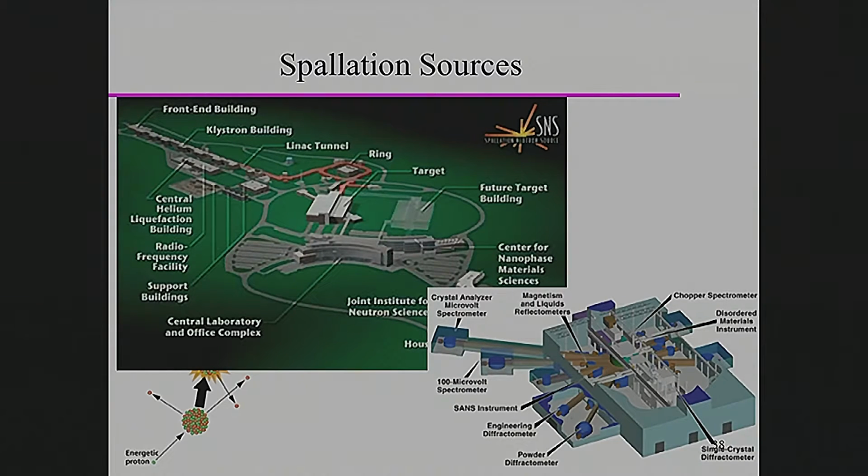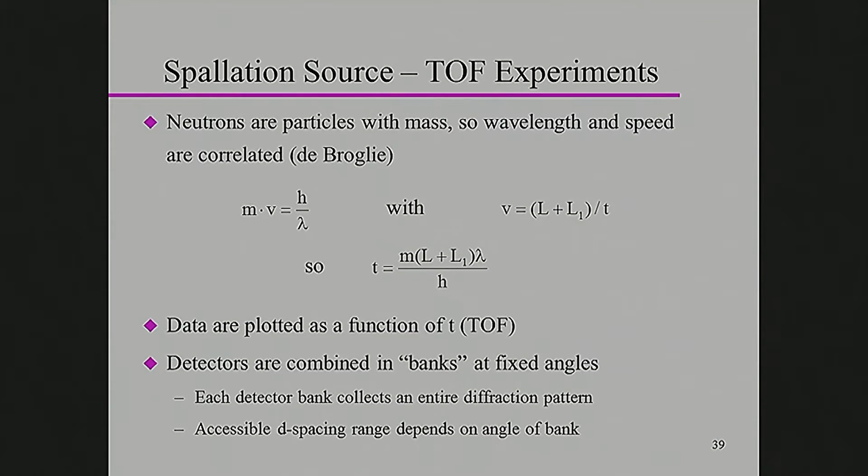Those neutrons are then fed into your guide hall and then to your instrument. The big advantage is you have a time structure here, because your neutrons are particles with a mass. They have a wavelength associated with them, and so you have detector banks at fixed angles, and each detector can actually collect the entire diffraction pattern by detecting when the neutrons arrive there. Okay? Your d-spacing range will depend on the angle of the bank and the spacing between the pulses. Okay? So there's often more than one bank, especially on older instruments.